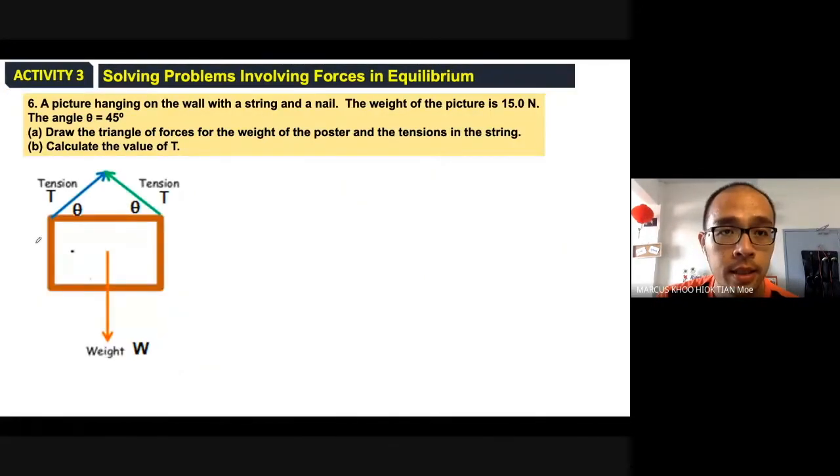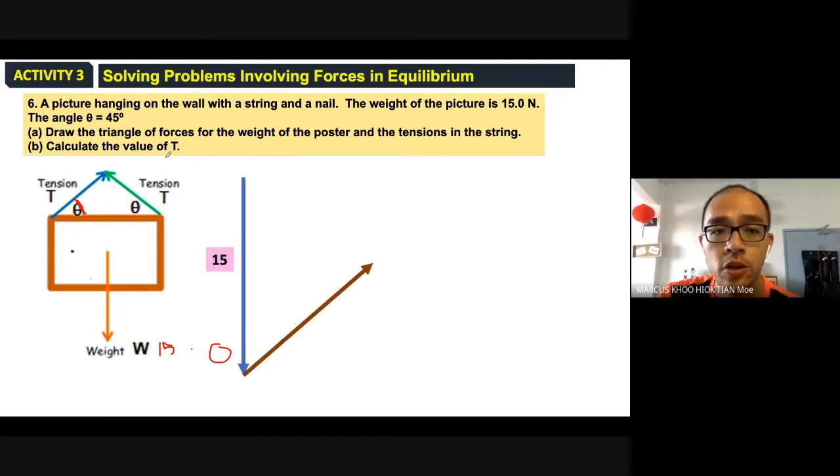Okay, this is a picture hanging on the wall. I think we also talked about this yesterday. So the angle is 45 degrees, and the weight is 15 newtons. When you draw the triangle of forces, notice the question is always the same: draw the triangle of forces, and then calculate the value of T. This one we covered yesterday, so I don't want to waste too much time here. The 45 degrees will be here, and here.